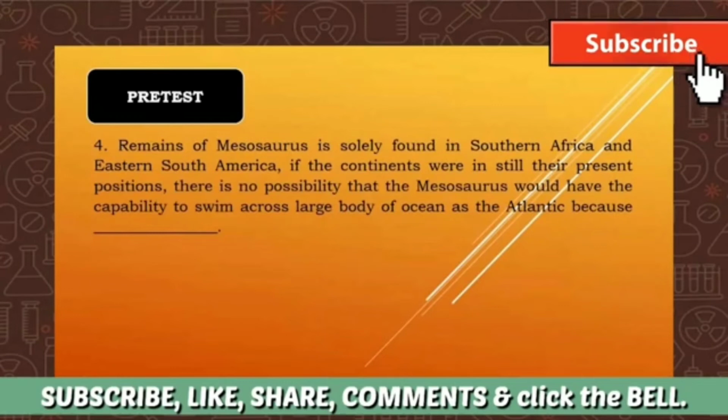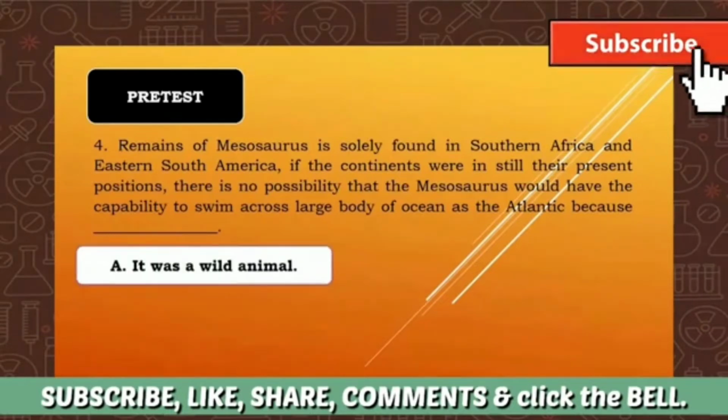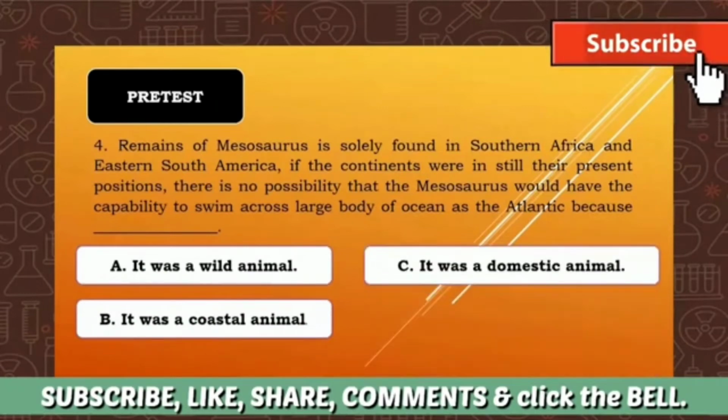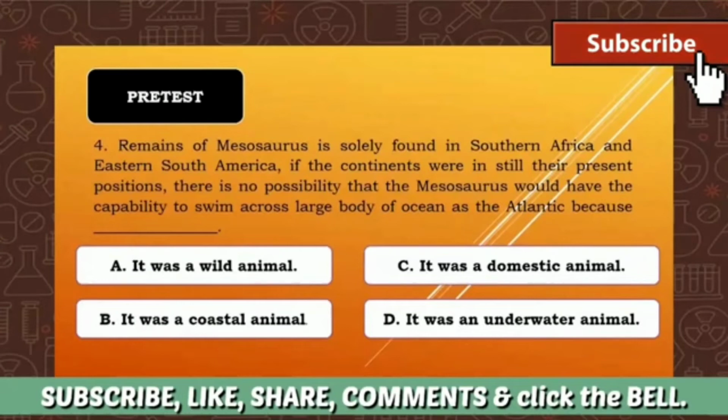Number 4. Remains of Mesosaurus are solely found in southern Africa and eastern South America. If the continents were still in their present positions, there is no possibility that the Mesosaurus would have the capability to swim across a large body of ocean such as the Atlantic because A. It was a wild animal. B. It was a coastal animal. C. It was a domestic animal. D. It was an underwater animal. Think of your answer. The correct answer is letter B. It was a coastal animal.